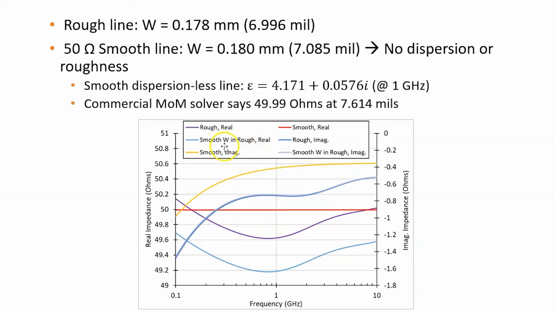The real part is on the left axis, the imaginary part's on the right axis, and here we have a comparison between a smooth line, meaning no roughness, and then a real rough line. Then we took the smooth width and put it into the rough model, just to show what happens when you take a smooth line and add in some roughness. What's really important is these blue lines and then the yellow line. You can see that the roughness adds in some additional imaginary impedance, and it helps contribute to this waviness that happens in the impedance profile.